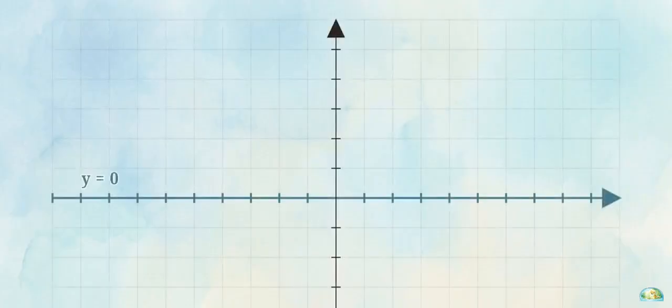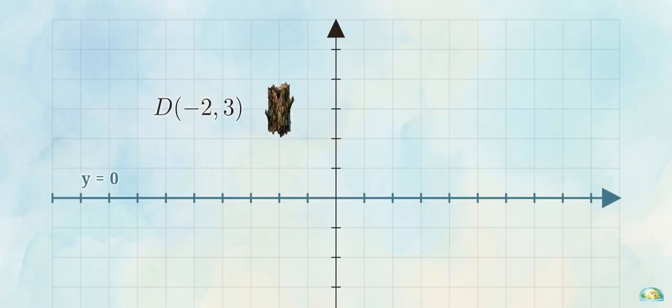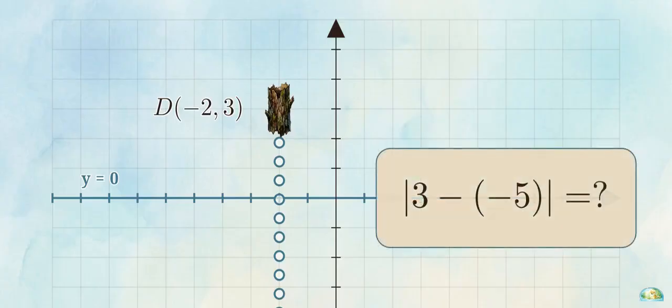An otter rests underwater at point C, (-2, -5). Above, a floating log sits at point D, (-2, +3). Because the x-coordinates match, both are -2, the movement from otter to log is strictly vertical. Pause the video and find the absolute value of the difference between the y-coordinates, 3 minus -5.